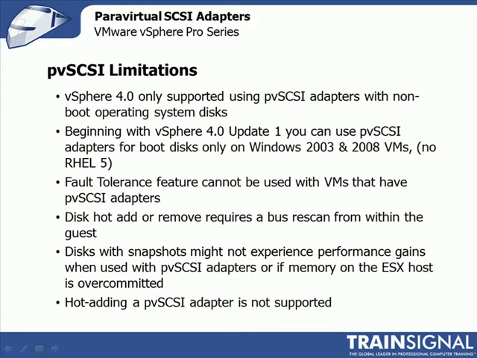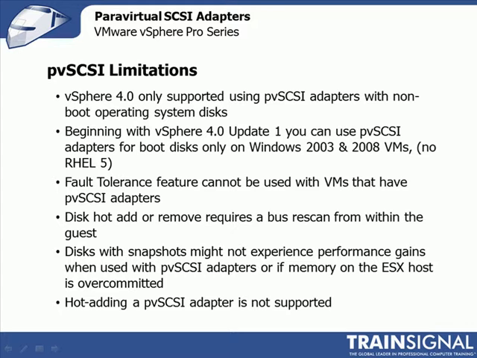There are a few limitations for PV SCSI adapters. When vSphere 4.0 was first released, they were only supported for use with non-boot operating system disks. So you had to use a regular LSI Logic or Bus Logic virtual SCSI adapter for the boot disk of a VM, and add an additional disk using the PV SCSI adapter for your applications. Beginning with vSphere 4.0 Update 1, this changed, and you can now use PV SCSI adapters for boot disks, but only on Windows 2003 and 2008 VMs. Red Hat Enterprise Linux version 5 still does not support using PV SCSI adapters for boot disks.